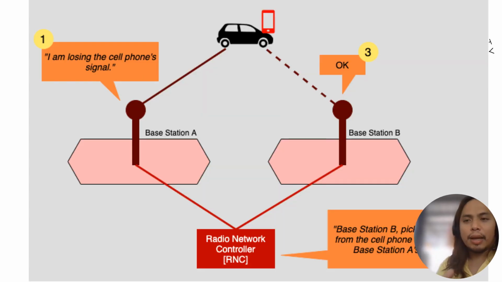So this is an example, no? Depicting that if you're in a car and you are moving, of course, here in this example you have two base stations. So you're transitioning from base station A going to base station B. And that's fine. The communication will still continue.